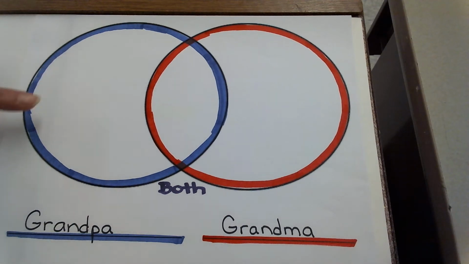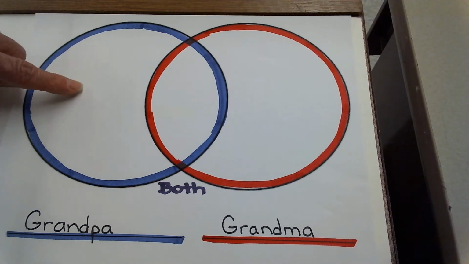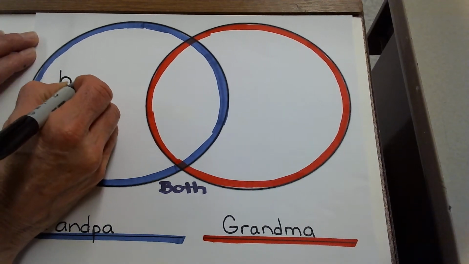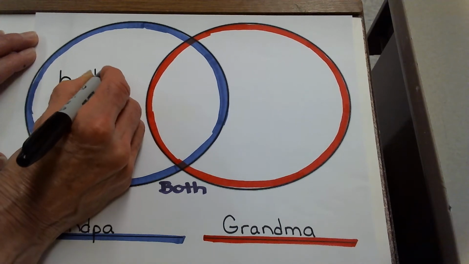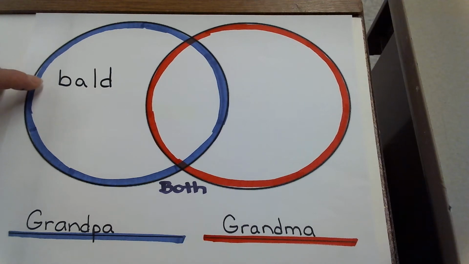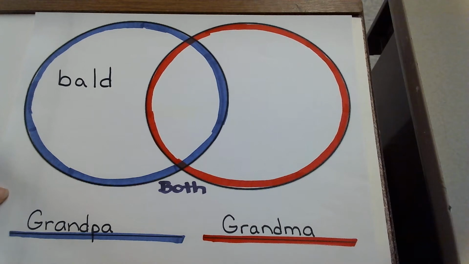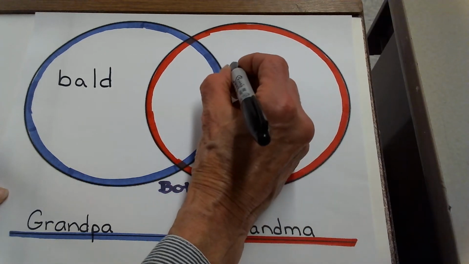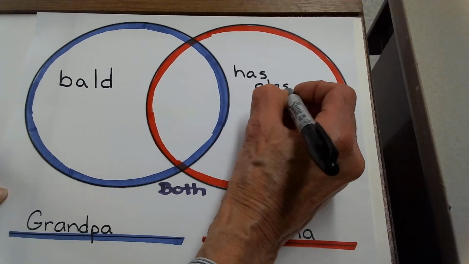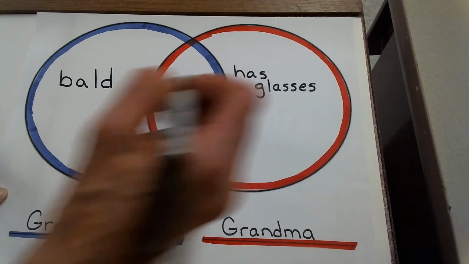I'm going to have to think of something that is true about Grandpa that's not true about Grandma. This circle is for something that's only about Grandpa. I know Grandpa is bald, so I'll write the word bald. I don't have to write a whole sentence in my planning sheet. I can just think of my idea. Grandpa is bald, but Grandma isn't. Bald describes Grandpa. Now I can think of something about Grandma. Oh, she wears glasses. So I'm going to write has glasses. These are just my planning notes, not complete sentences.